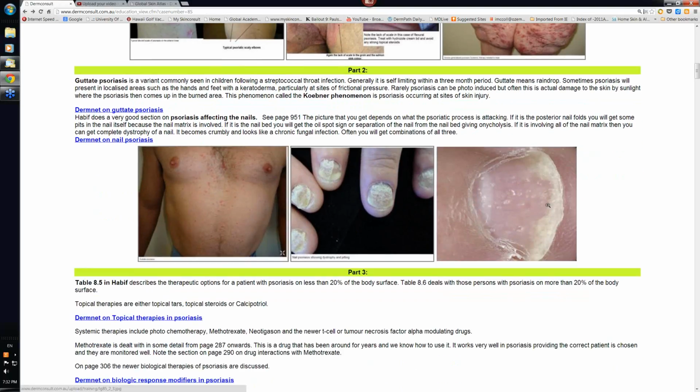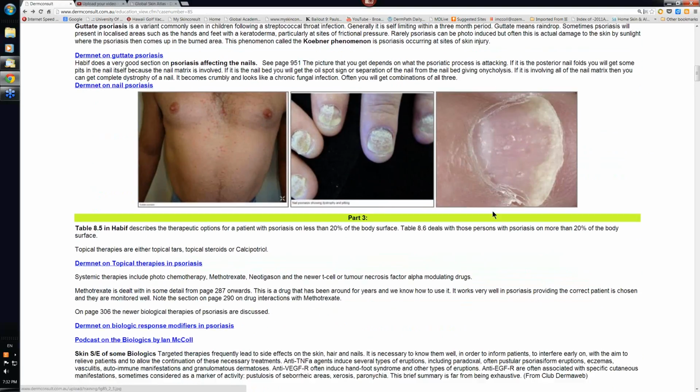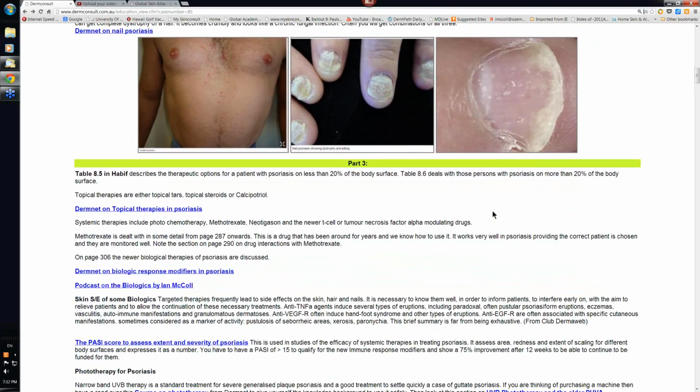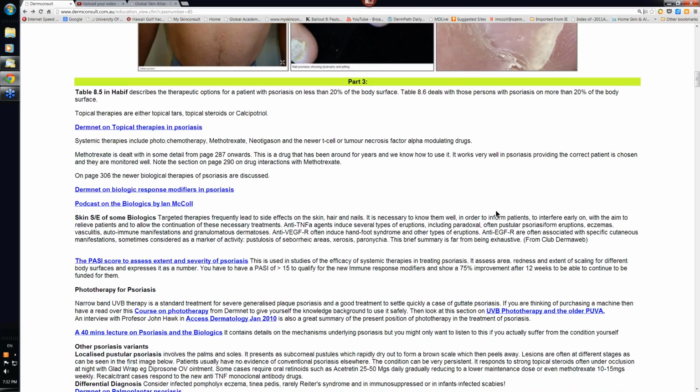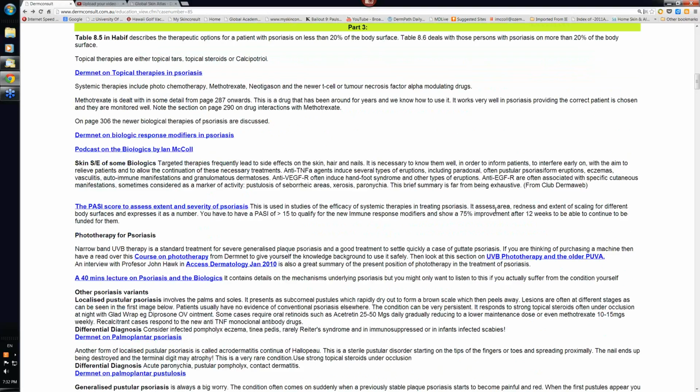Look at the various nail manifestations of psoriasis, so certainly look at them. Psoriasis is such a common disease that you really need to know lots and lots about it.